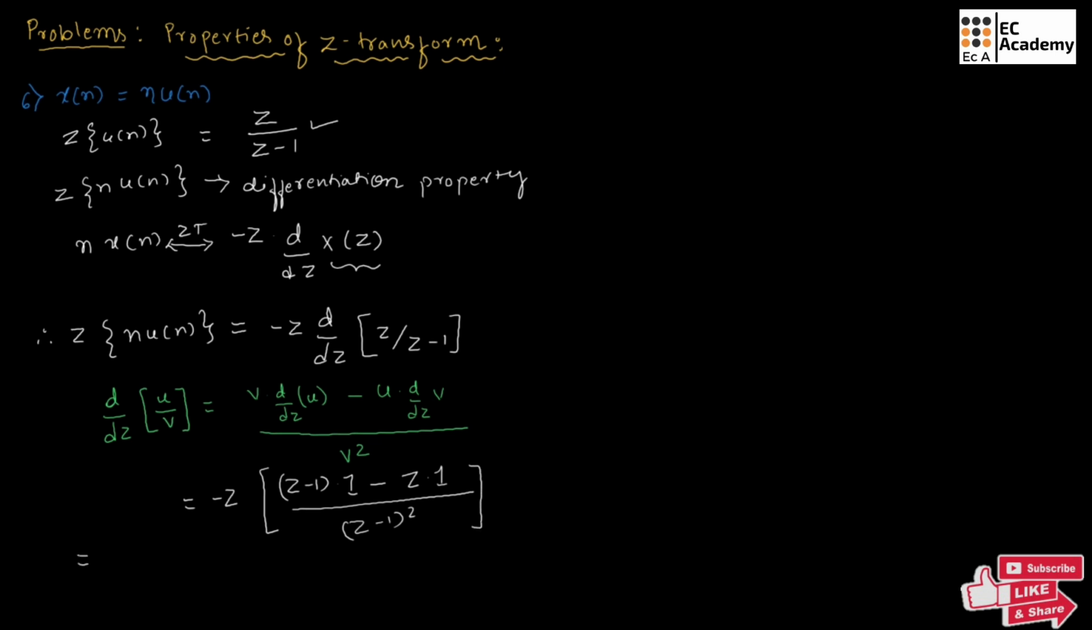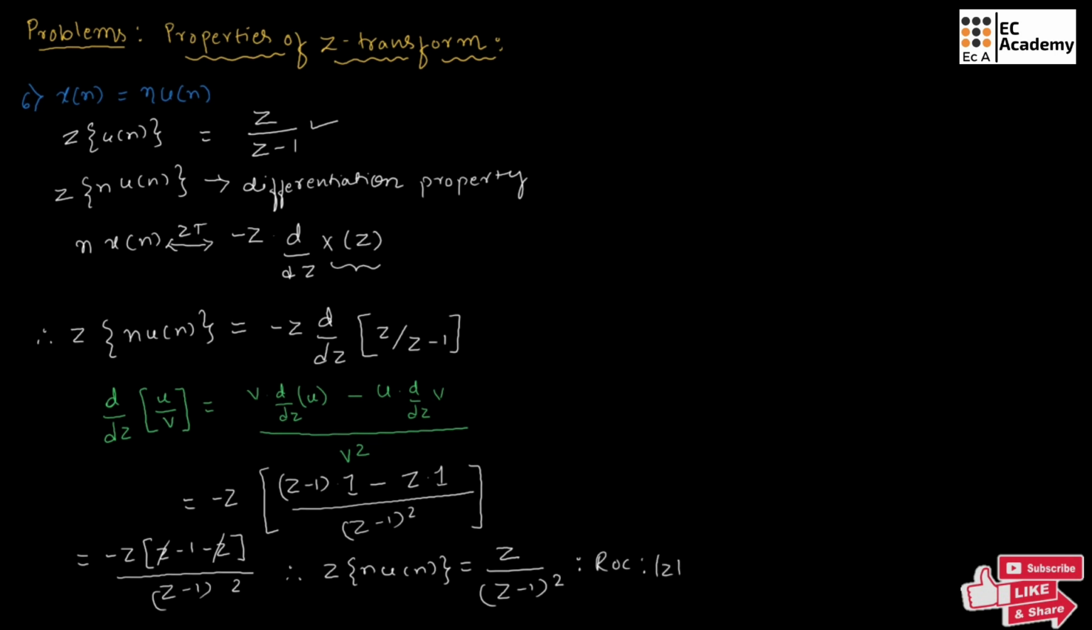Therefore, we can write the above equation as minus z into z minus 1 minus z. So we can cancel out these two z, divided by z minus 1 whole square. Therefore, we can write z transform of n into u of n as z divided by z minus 1 whole square with ROC magnitude of z greater than 1.